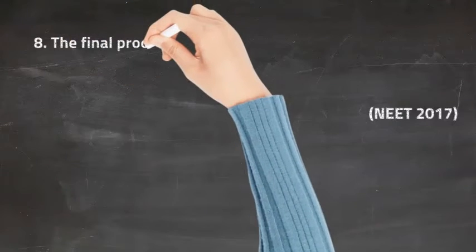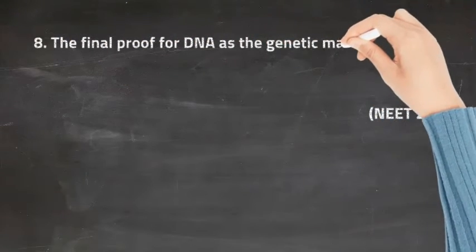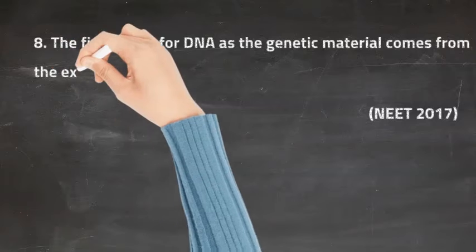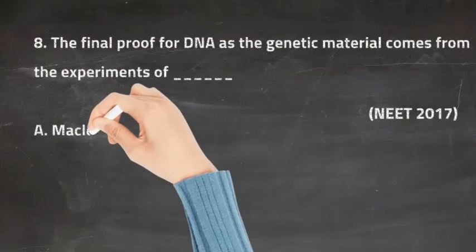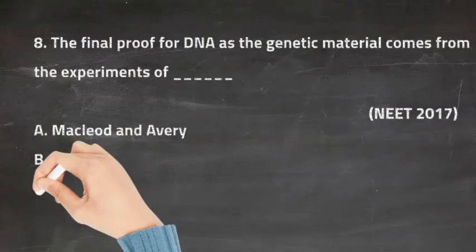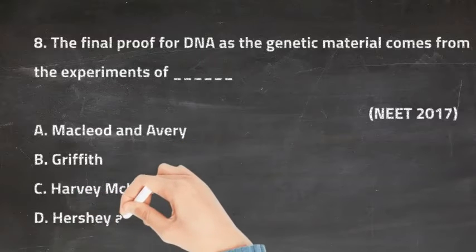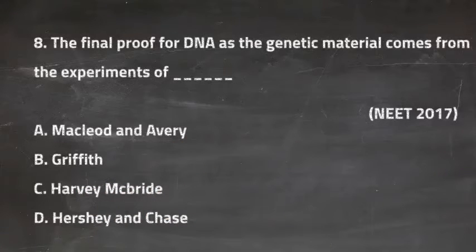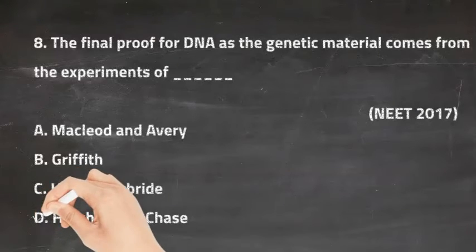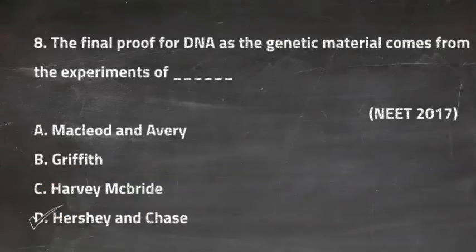The eighth question is, the final proof of DNA as a genetic material comes from the experiments of dash. The first option is MacLeod and Avery. The second option is Griffith. The third option is Harvey McBride. And the last option is Hershey and Chase. So the right answer for this question is option D, and that is Hershey and Chase.